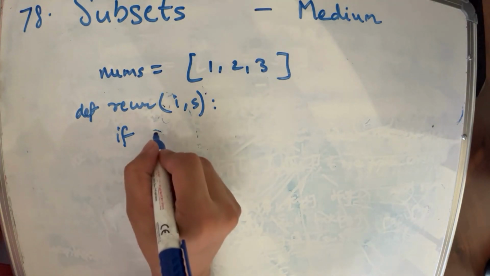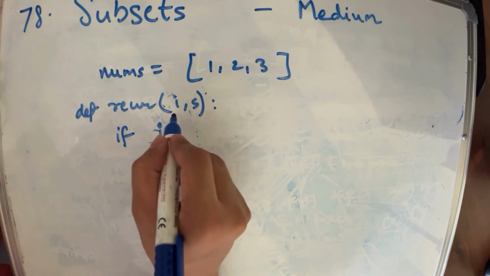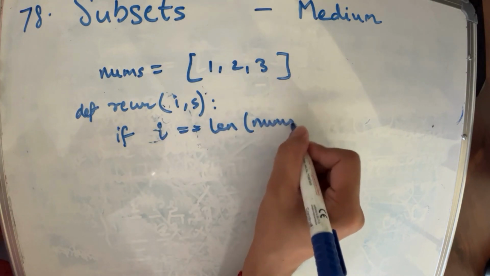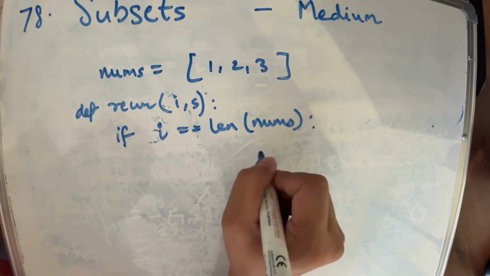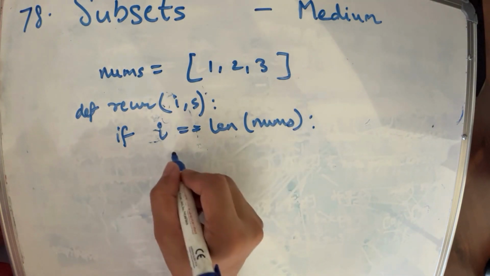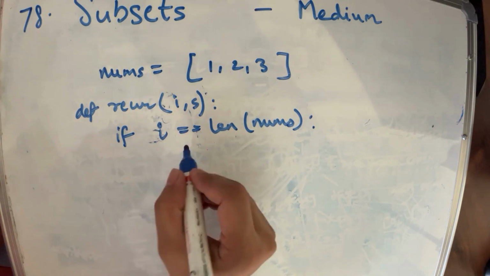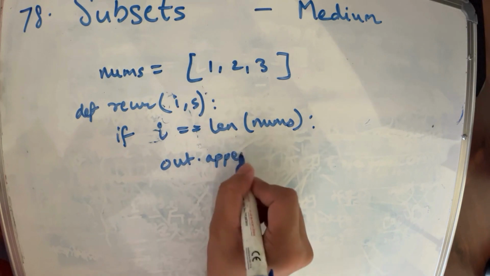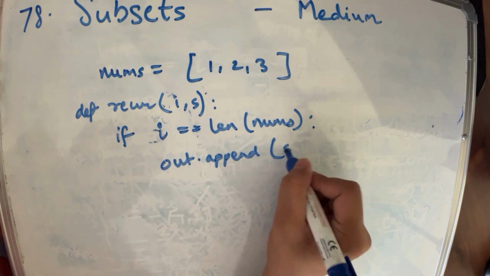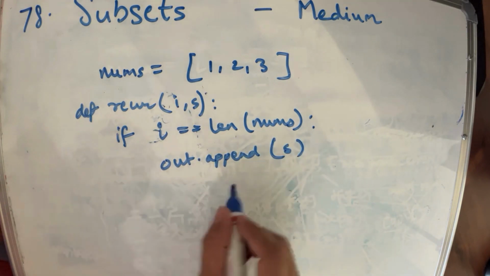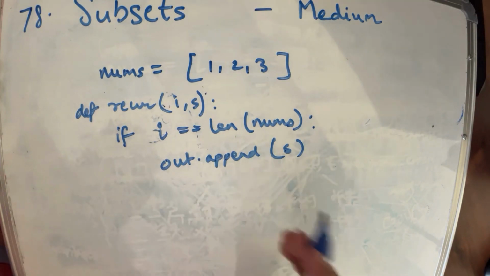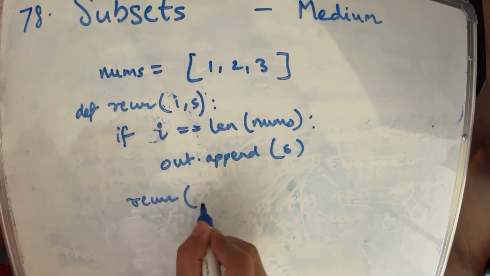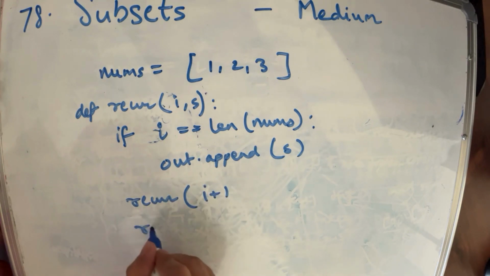If i, which is our index, is equal to the length of nums, it has reached the end, right? If this is the case, then we know that we are on the leaf node. So we will append it to our output. Our s is the subset that we have been adding the elements to. Then we call the recursion again in 2 steps.